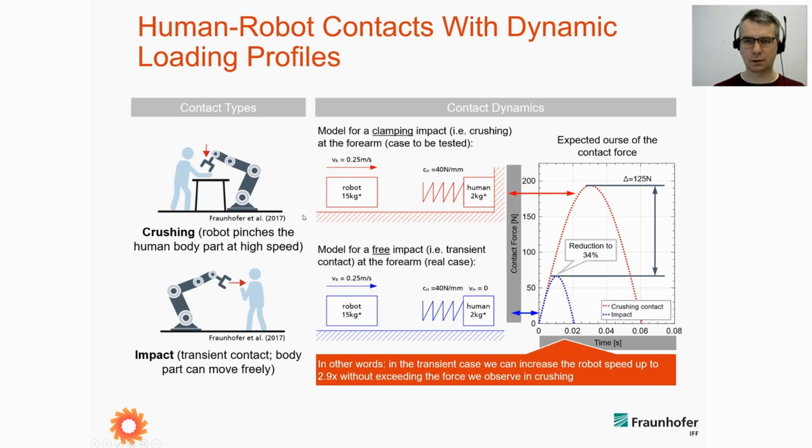So what we see in the middle of the slide is a very simplified model for these kinds of contacts. So crushing means we have the robot which is moving with the mass against the body part which is affixed by an obstacle. Okay, and what we would receive for these states, so let's assume the robot has a velocity of 250 millimeters per second, and let's assume it has a weight of 15 kilograms.